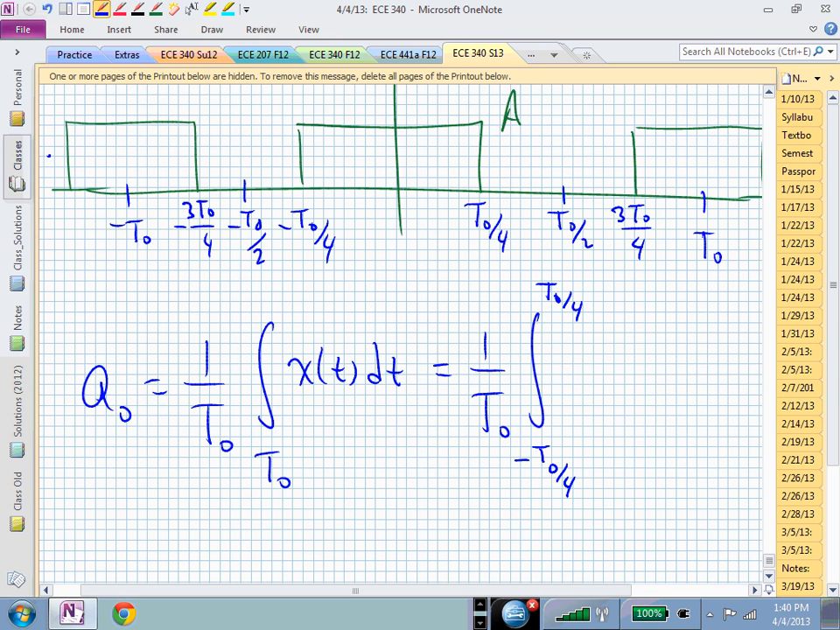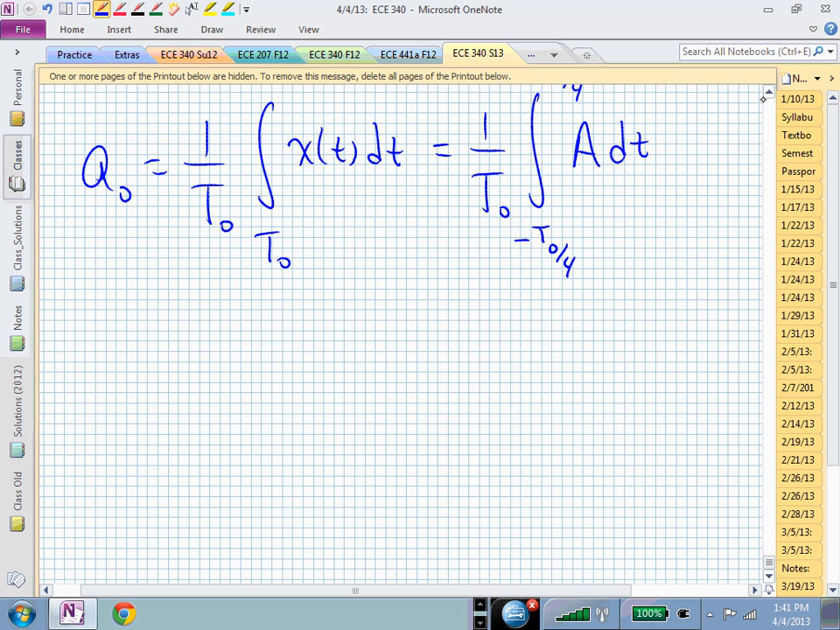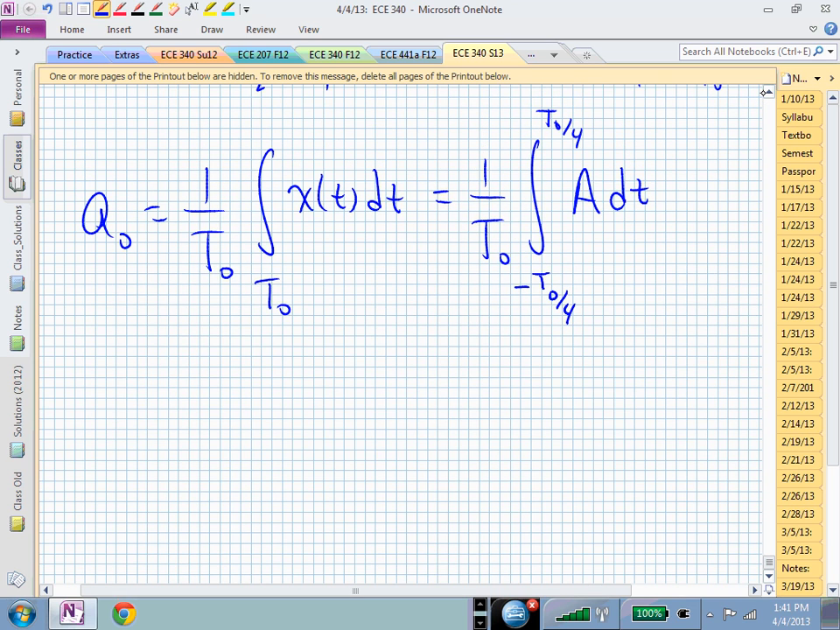I have to worry about this interval, but that's 0, and this interval, and that's 0 on either side, and that's okay. And it doesn't change across 0, does it? So now, in that interval, my amplitude is A, it's constant. And this is now dt. And you've now told me how to integrate a constant, because I forgot. This is now A over T naught t from minus T naught over 4 to T naught over 4.